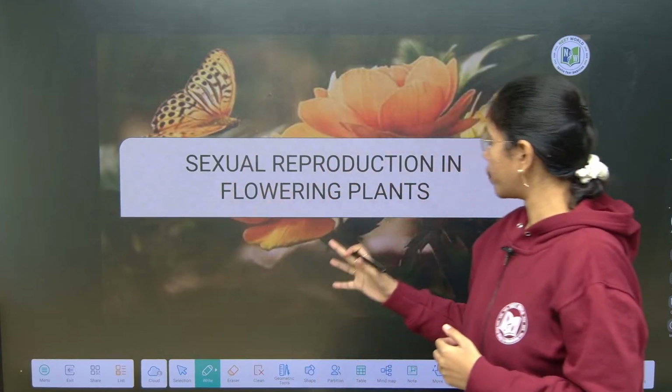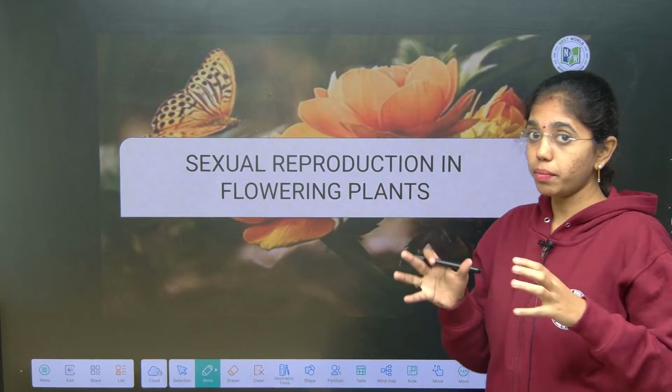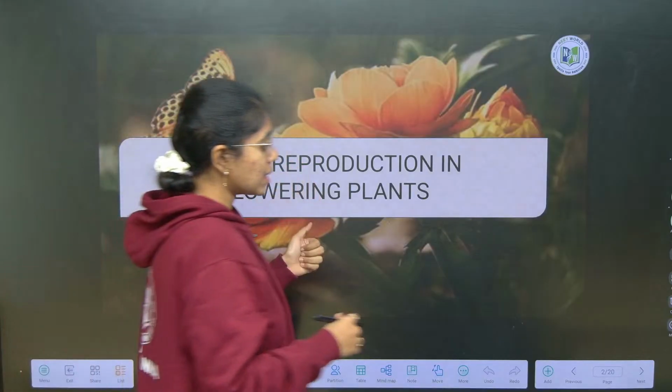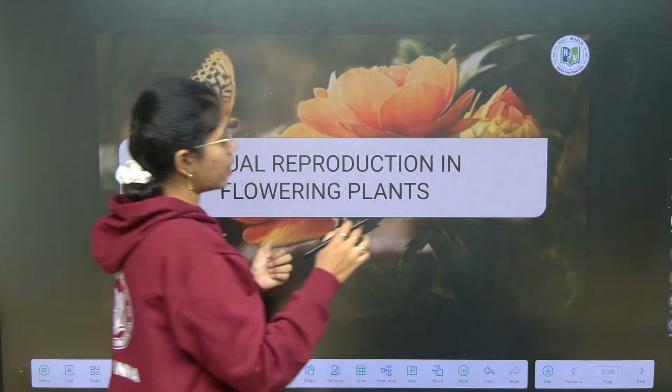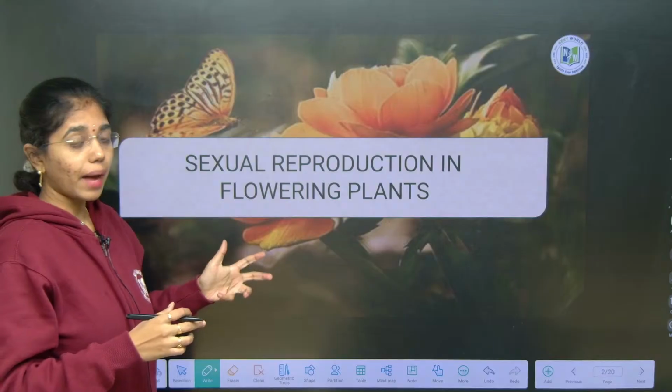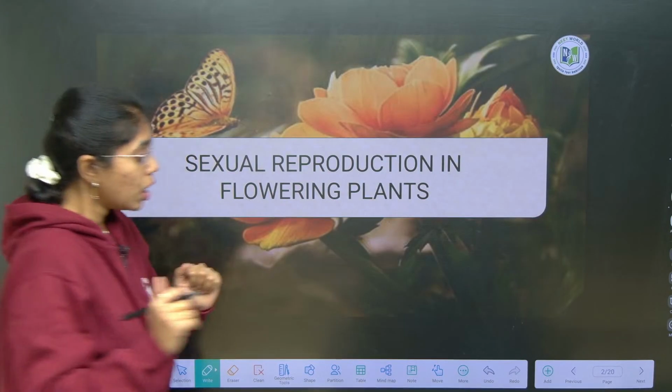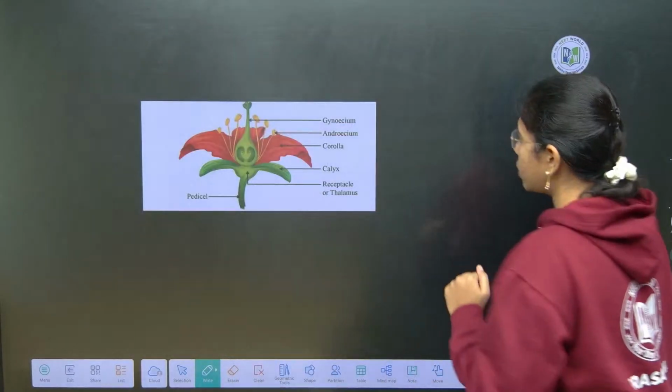So here we are in the chapter Sexual Reproduction of Flowering Plants, which is a very major chapter. Every year you will get at least 2 questions from this chapter in your EAPCET exam. Let's get started. From this chapter, what are the concepts you have to deal with and how you have to learn it.